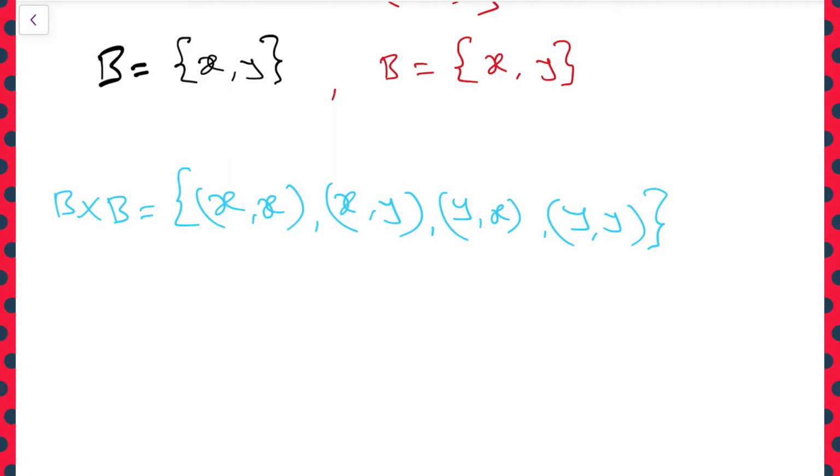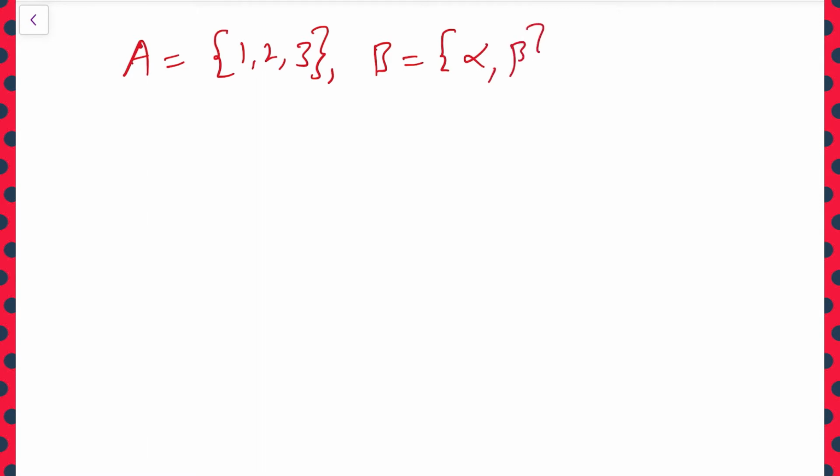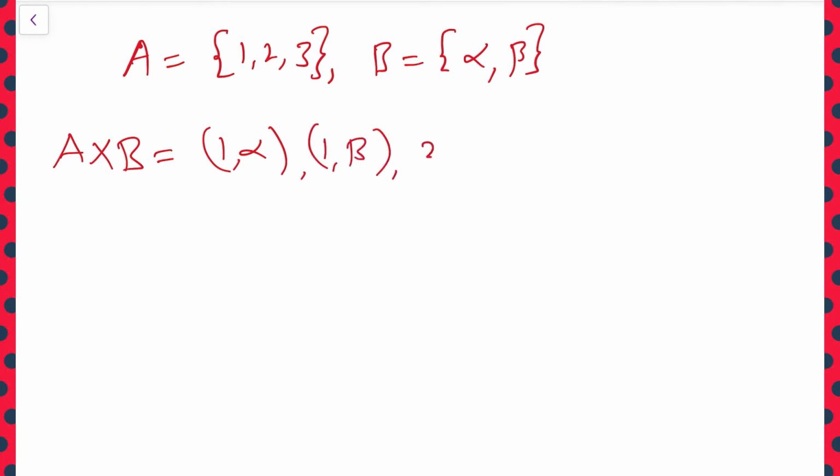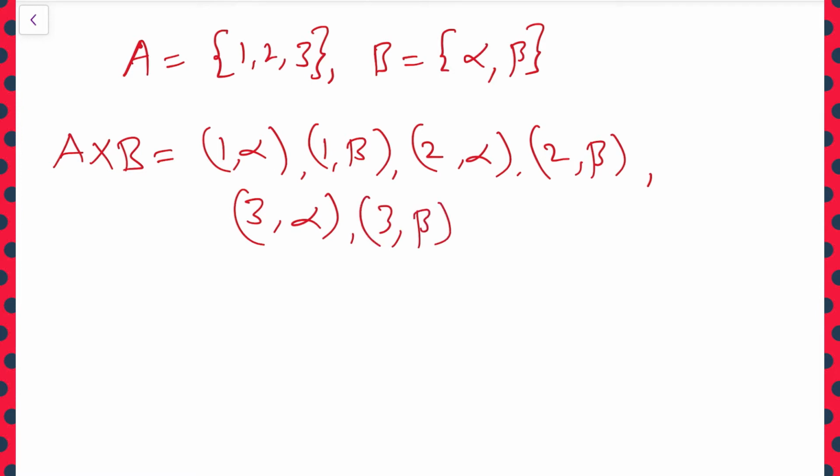Next, second example, he is speaking about the relations. Set A is equal to {1, 2, 3}, and set B is equal to {alpha, beta}. Then the Cartesian product from A to B, A cross B is equal to (1, alpha), (1, beta), (2, alpha), (2, beta), (3, alpha), (3, beta). This is the Cartesian product from A to B, otherwise A cross B.